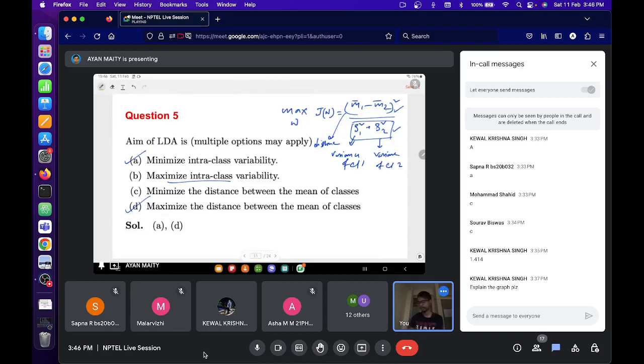So that's why if you remember this formula, you can find out the answers that minimize the intra-class variability and maximize the distance between the means of the classes. If you go through the LDA part, there are 3 videos on LDA, I think you will be able to understand.